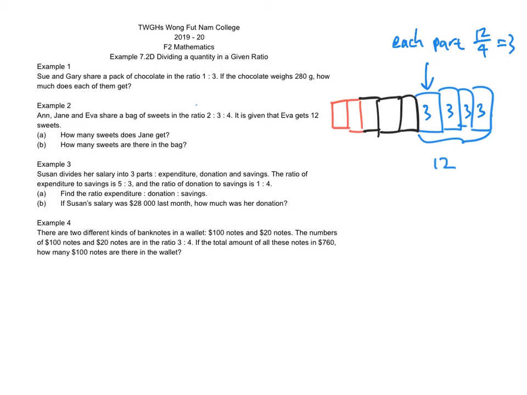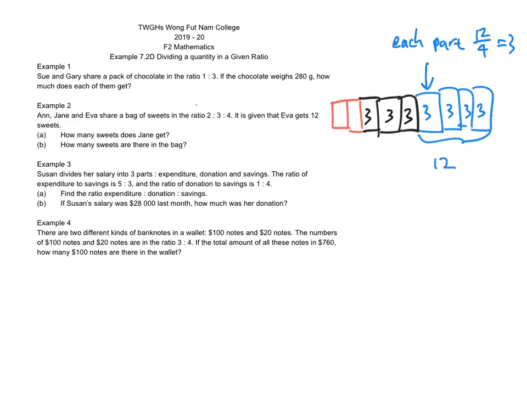How about Jane? How many parts does she get? Only 3 parts. So that means 1 part is 3 sweets, and she has 3 parts. So that means a total of 9 sweets that Jane has.